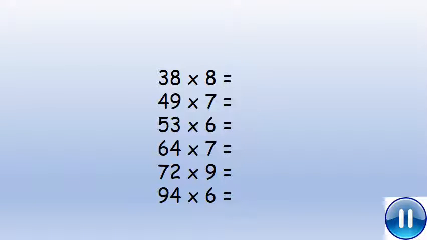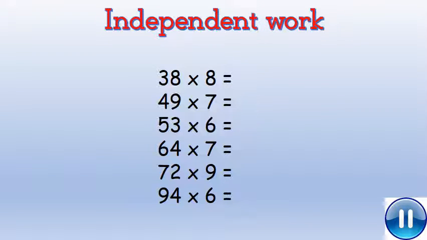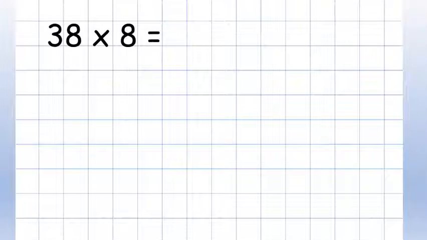Let's get going with that independent work then, shall we? Here I've got 6 calculations. They're all 2-digit by 1-digit. Use your expanded column multiplication method to get them solved, and we'll go through them all together when you're ready. Let's see how we did with all of those independent calculations then.